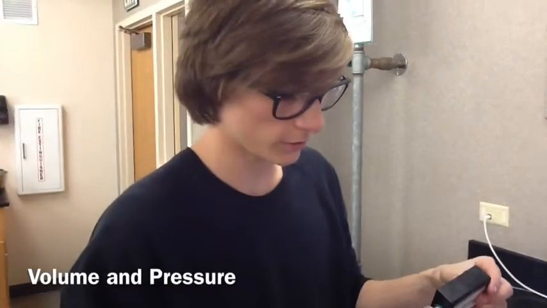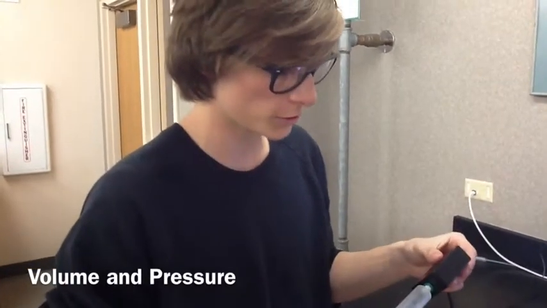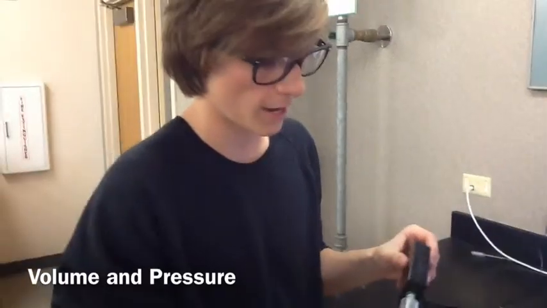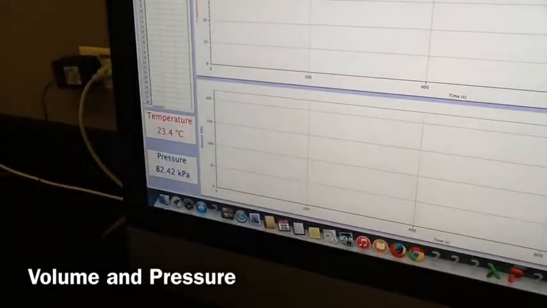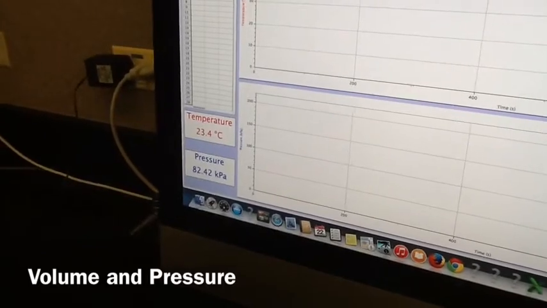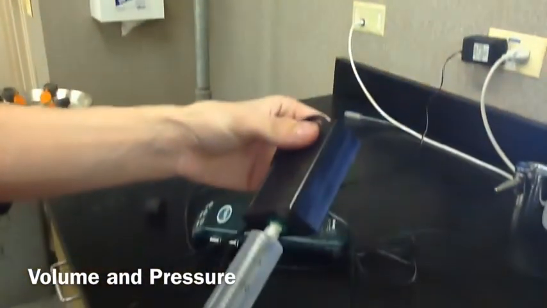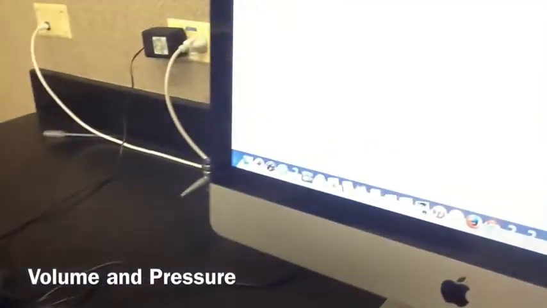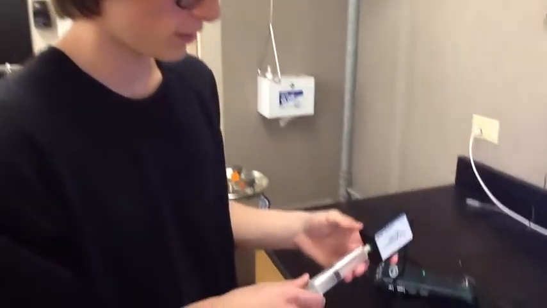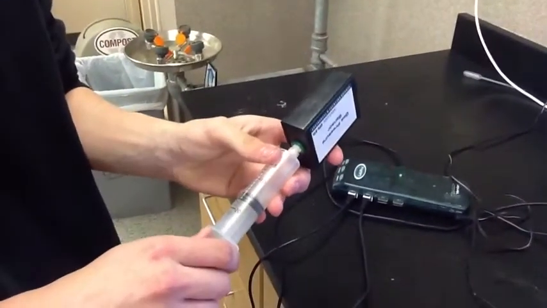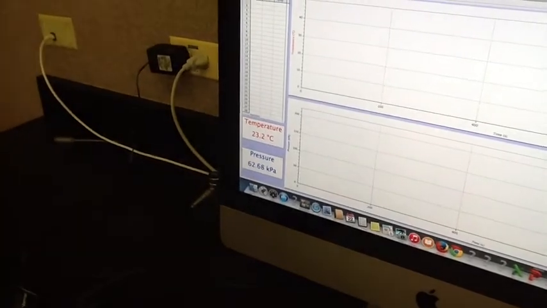In this experiment, we're going to be seeing the relationship between volume and pressure. When we have the volume at 20 milliliters, the pressure is 82 kPa. But once we decrease the volume down to 15 milliliters, the pressure increases to 108 kPa. The inverse works as well. When we increase the volume from 15 milliliters to 20 milliliters, the pressure drops.